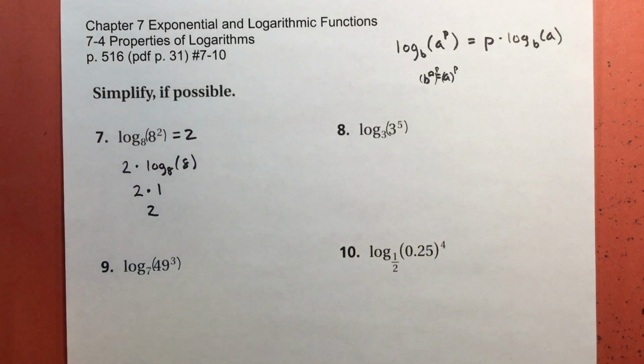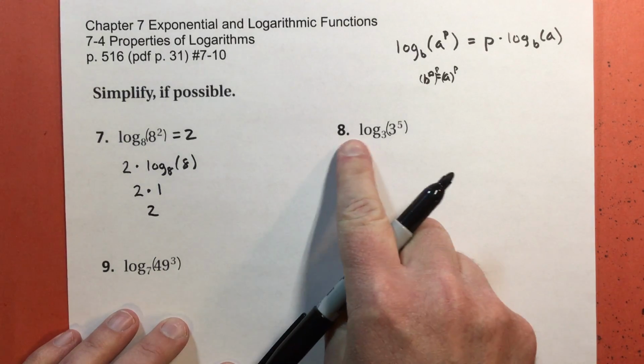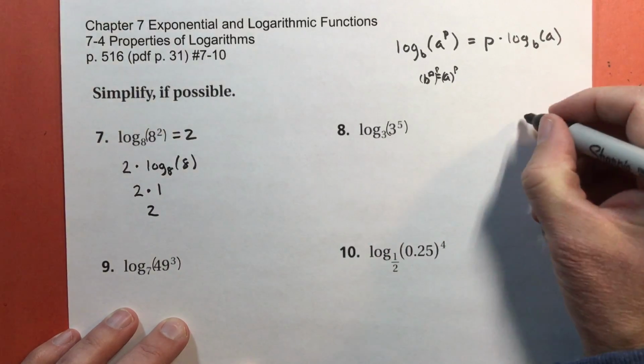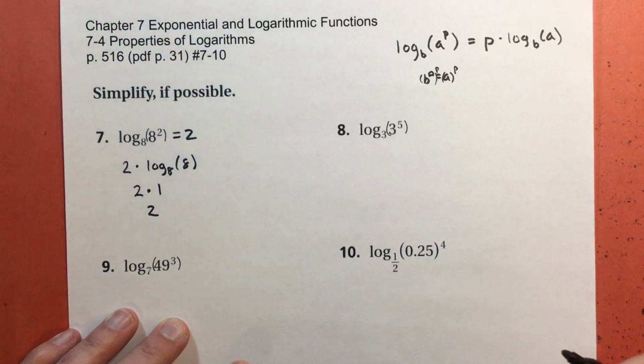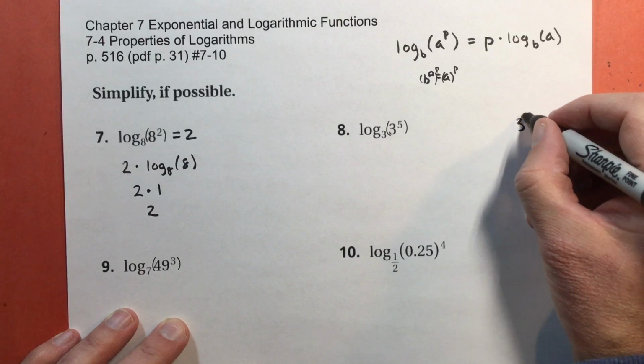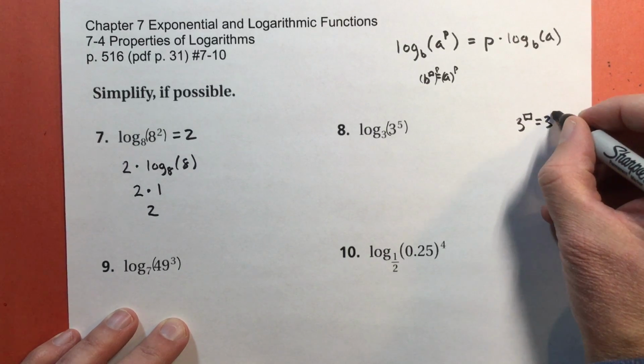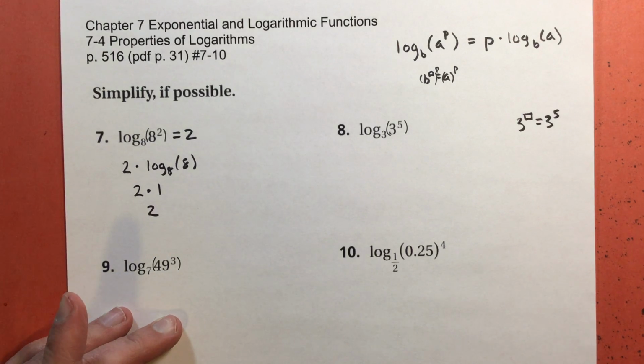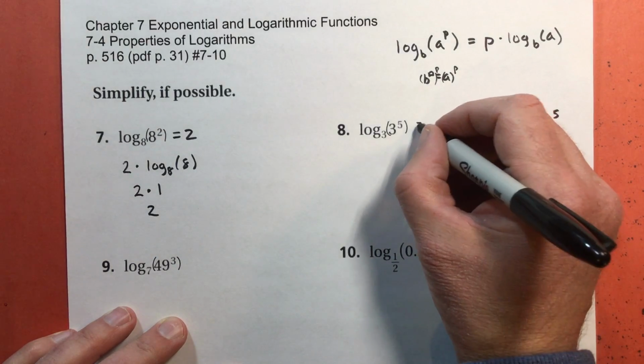Please remember, it's not about getting the answer. It's about learning the skills. That's the important part. So make sure we know we're working on the skills. So for example, in number 8, I know this should equal 5. 3, this is literally asking, and I use the word literally correctly, 3 to what power equals 3 to the 5th power? Well, duh. 3 to the 5th power equals 3 to the 5th power. There's no trick. So this has to equal 5.